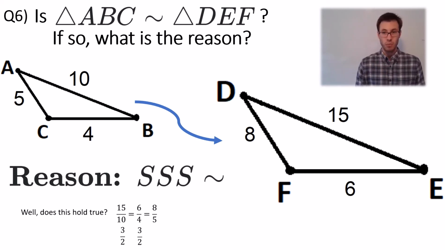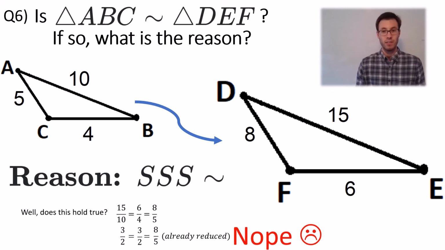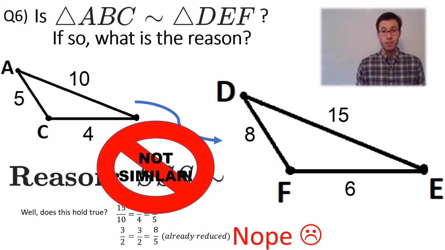Now let's look at that last one, 8 over 5. That value is already reduced. That value does not equal 3 over 2. It cannot be reduced because 5 is a prime number. We cannot divide it by anything to yield an integer. So what that means is that this equation where they're all equal does not work. Nope, they're not all equal, because that does not equal 8 over 5. So our reason here does not work. Side similarity does not hold true, and in fact that means that these triangles are not similar.